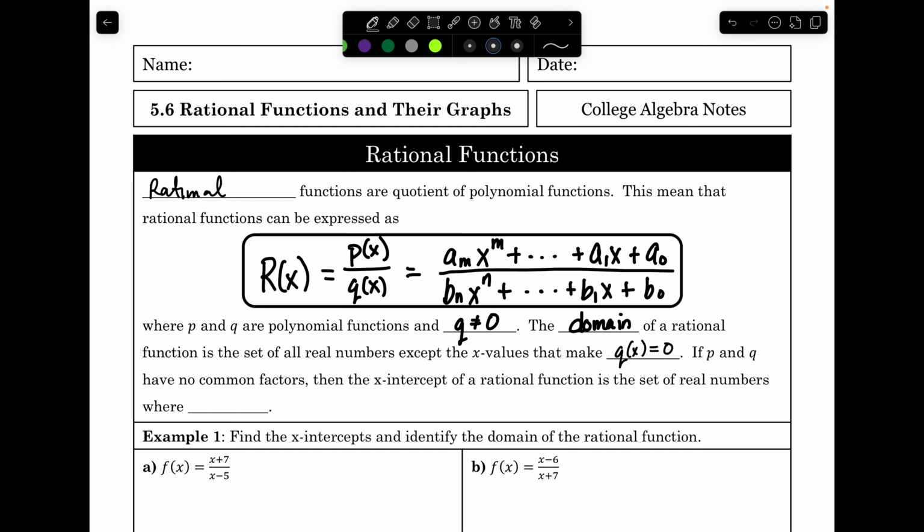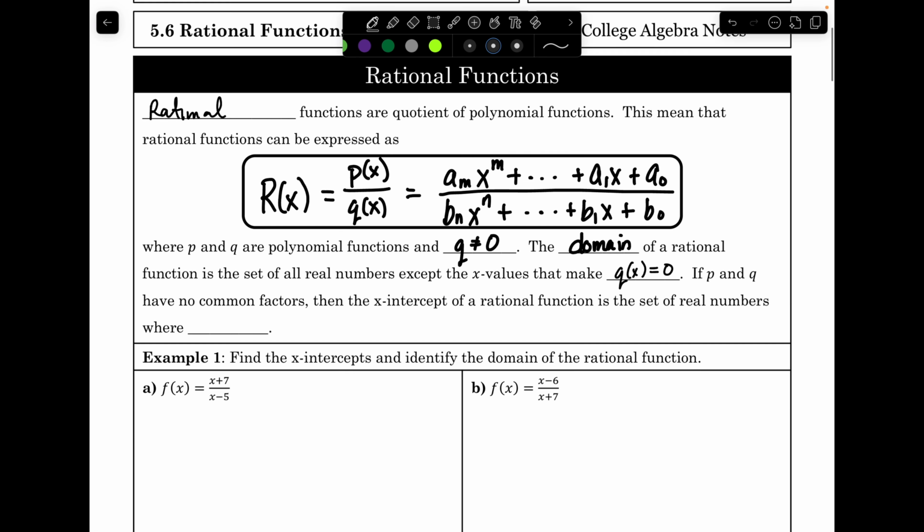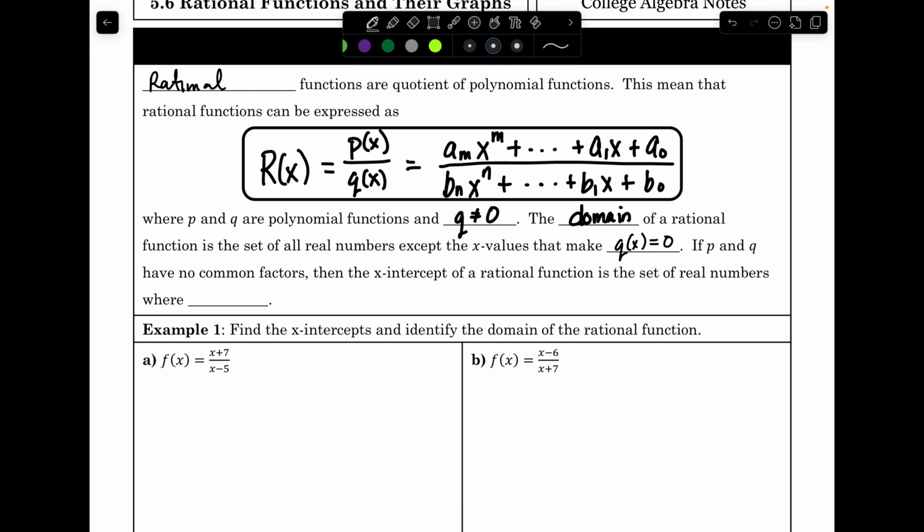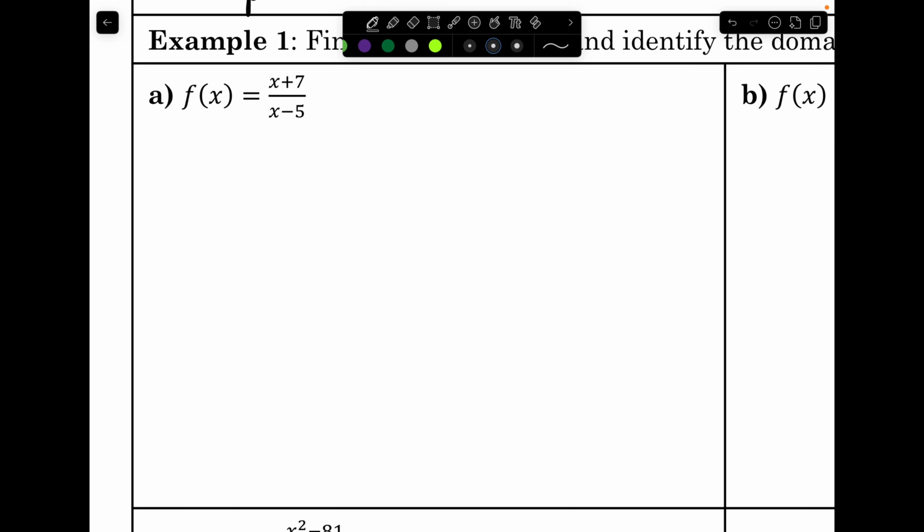So for whatever x value makes this thing equal to 0, that number gets excluded from the domain. Now, if p and q have no common factors, then the x-intercepts of the rational function are the set of all real numbers where the numerator equals 0. Which basically means that if I can figure out what makes the numerator equal to 0, and it is not a number that's excluded from the domain, then we have an x-intercept at that location. So let's take, for example, number 1, 1a.